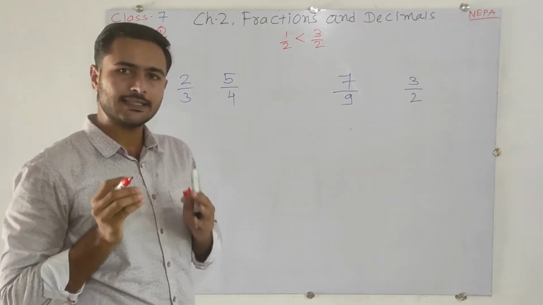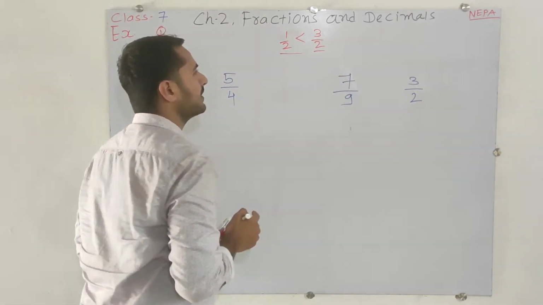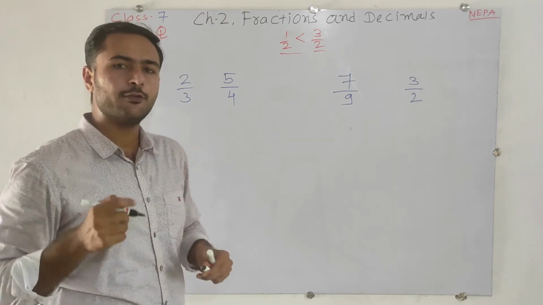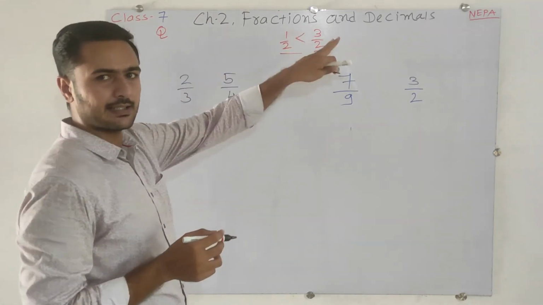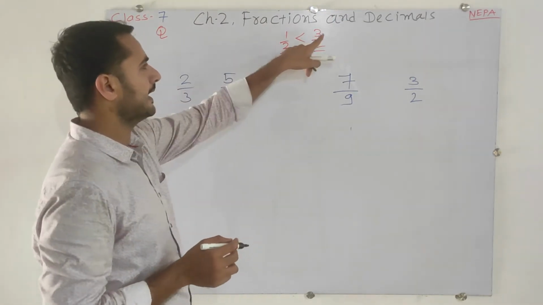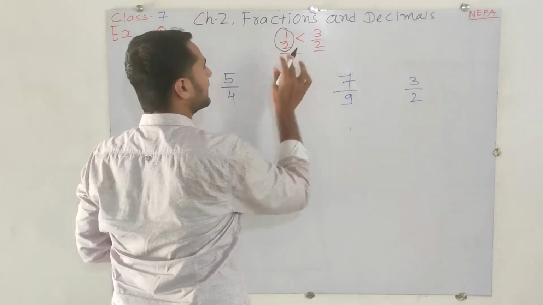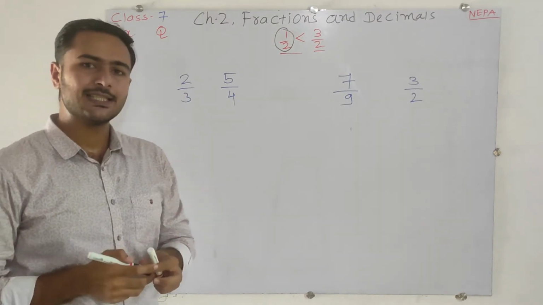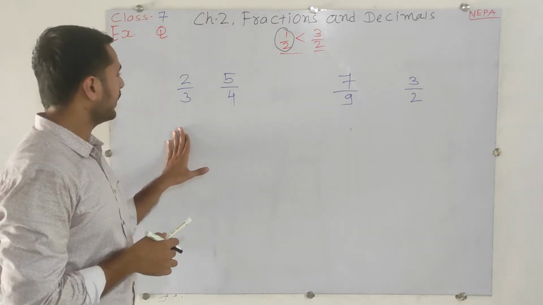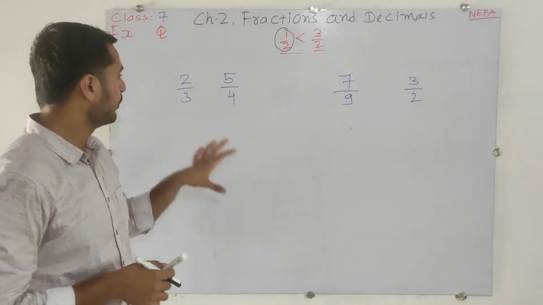Here we can say that very easily because the denominators are the same. Whenever the denominators are the same, we just have to observe the numerators. If one numerator is lesser than the other, it means that whole number is less than the other number. Here that's 1 and that's 3. It means 1 is less than 3, so this number is less than 3 by 2. So it's really easy to identify when denominators are the same. But suppose in 2 by 3 and 5 by 4, how can we say which is the lesser and which is the greater one? Because the denominators are different.